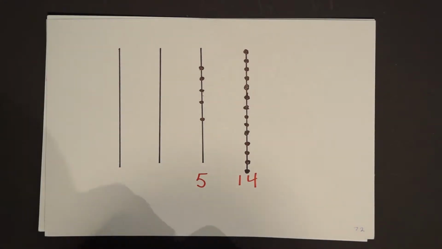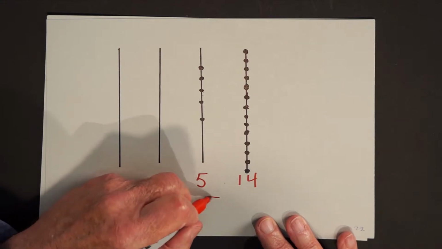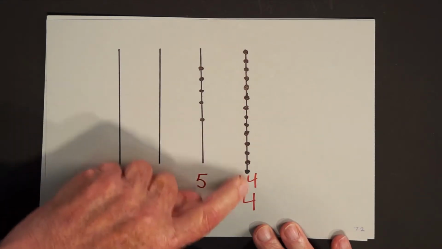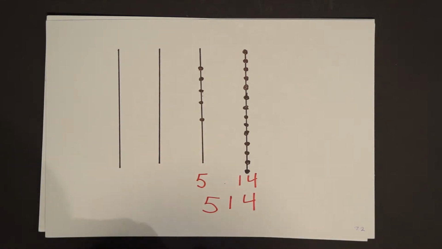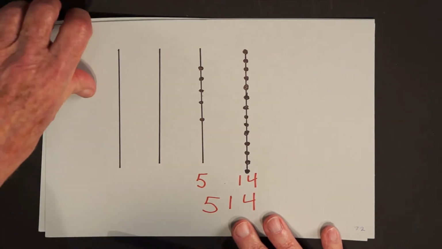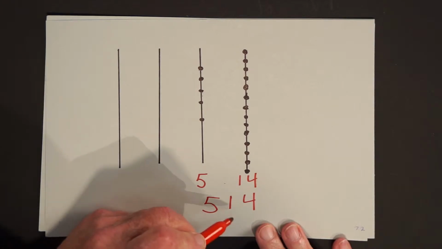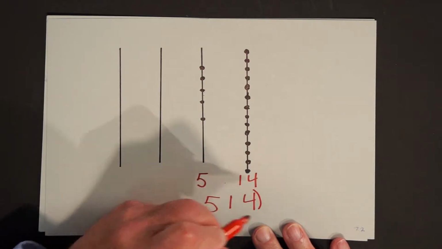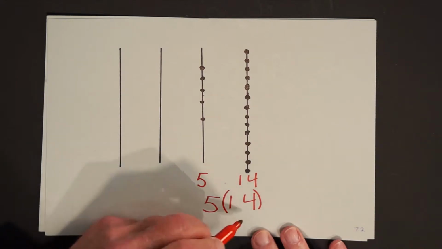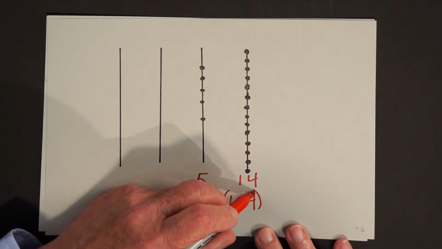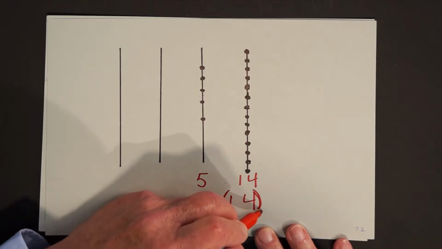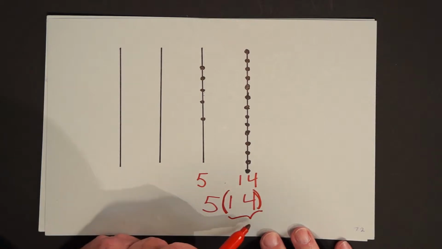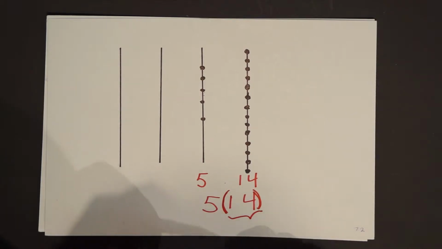You see, when I leave out the denominations, this can be very confusing. In other words, looking at this, is this really 514 or is it 5 tens and 14 ones? And if I wanted to tell you that it was 5 tens and 14 ones, I would have to put the 1 and the 4 in parentheses, because everything in parentheses is treated as one number, and we would see this as 14 ones and 5 tens.